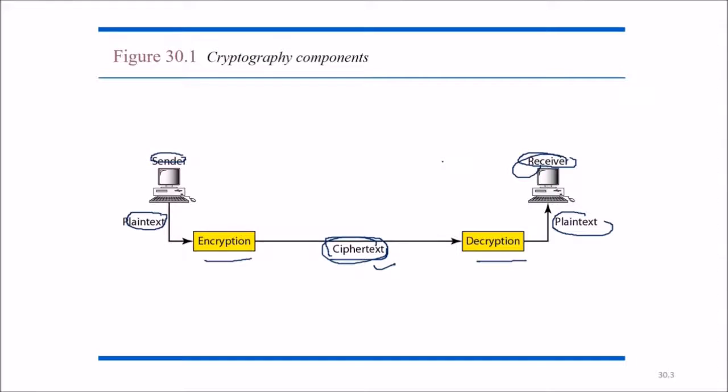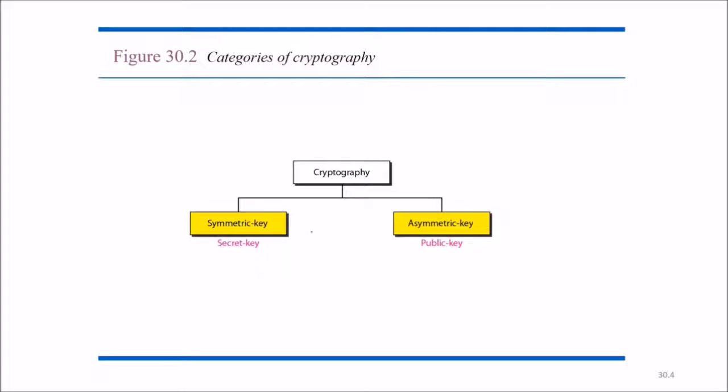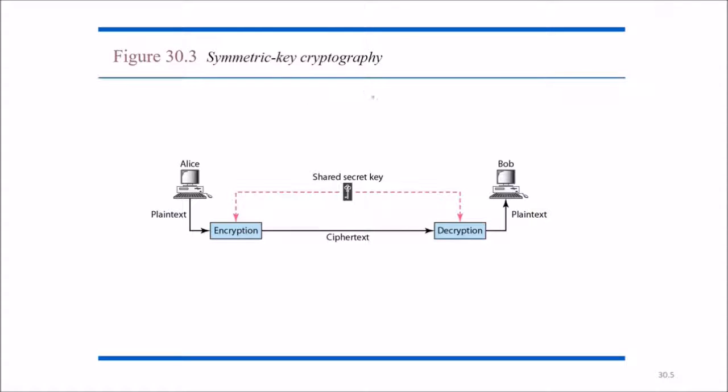The receiver receives it. So in cryptography, there are two types of keys which we use to encrypt the data or the content. The first is your symmetric key. Here we use a secret key. In symmetric key, we use a secret key, and in asymmetric key, we use a public key. In symmetric key cryptography, the first one, this is the plain text. You have encrypted it. This becomes the ciphertext.